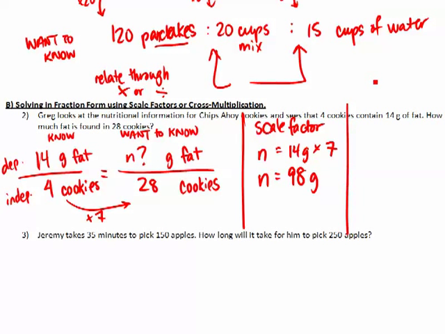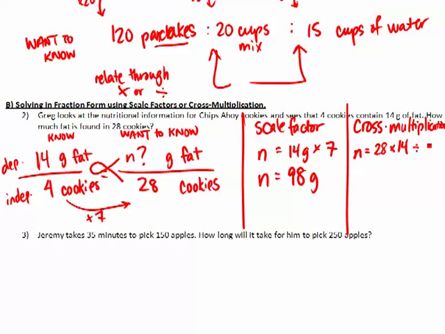Another way that we can use is called cross multiplication. And cross multiplication uses a simple rule where you start at the n and you make a fish going around to the other side. So n equals, now we start at the other end of the fish and we cross multiply through and divide down or up, whichever direction we're going. That means we start off with 28 cookies times 14 grams of fat divided by 4 cookies.